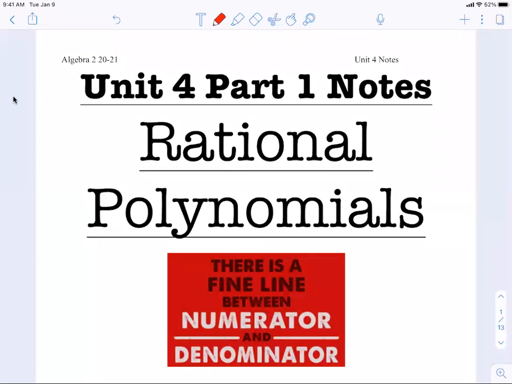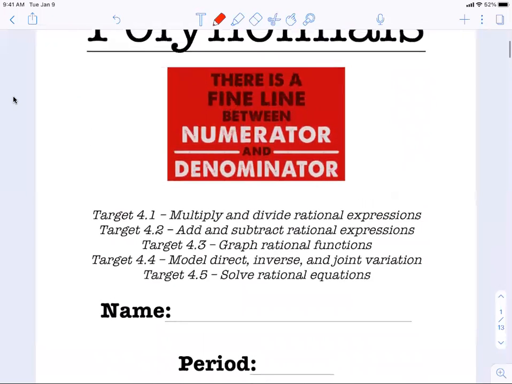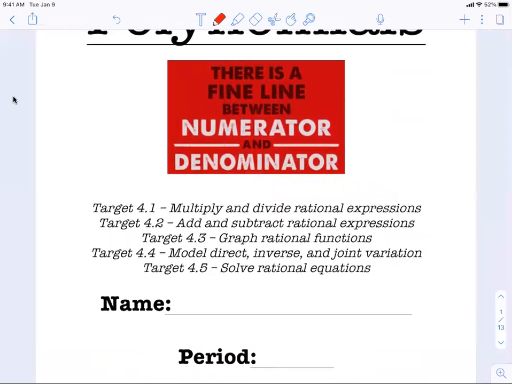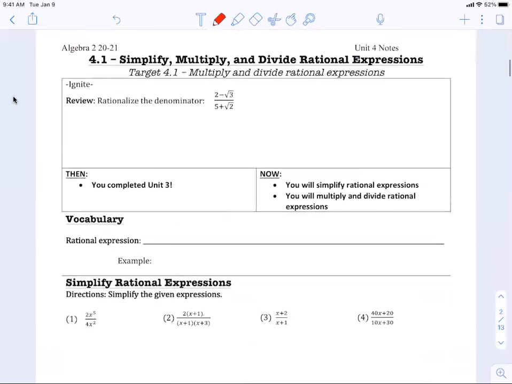Hello, everyone. Today we are going to be starting Unit 4, which is all about rational polynomials. So obviously, if you look at the front page, you can see a brief glimpse of what we're going to be covering this unit. But today we're going to be starting off with target 4.1, which is multiply and divide rational expressions. So, in simplifying, technically that's involved in this.